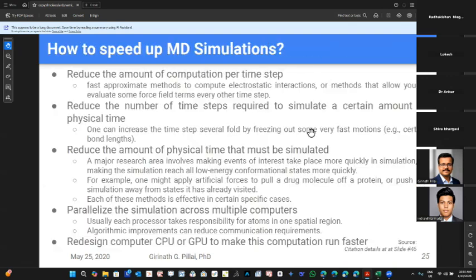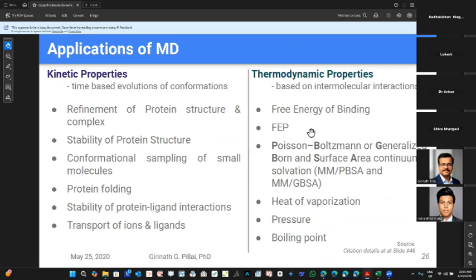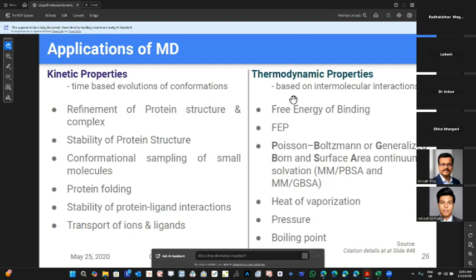I did discuss all these things, so I'm not going to get into too much about this, but these are some of the properties that we are looking at. That is one of the questions that I asked you, why we are doing MD. One is to look at all the kinetic properties, which is the time-based evolution of conformation. So we want to see the refinement of protein structure and complex, the stability of the protein structure when some foreign particle or ligand is present, or even without a ligand, conformational sampling of small molecules, protein folding, stability of protein-ligand interactions, and transport of ions and ligands.